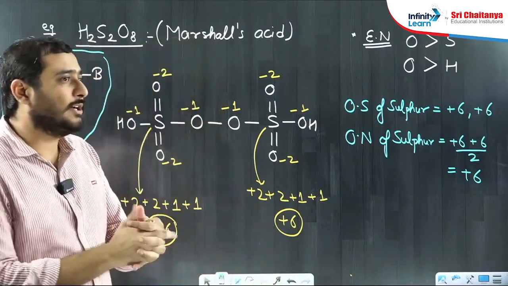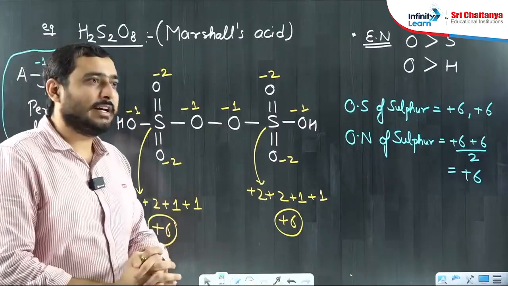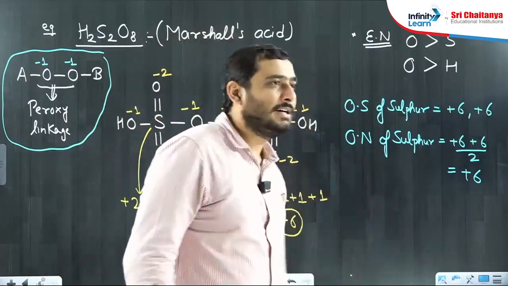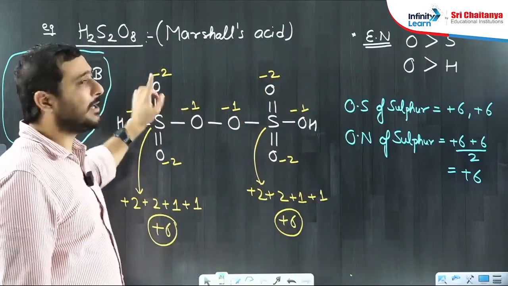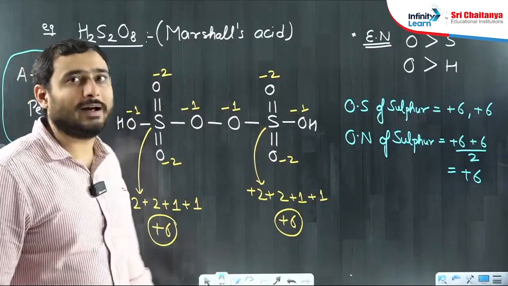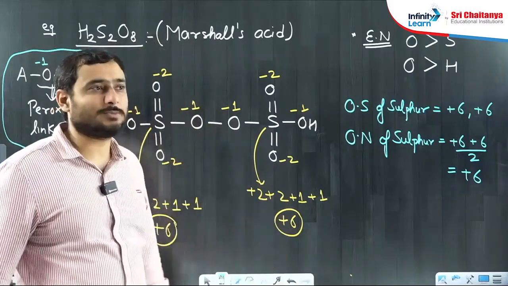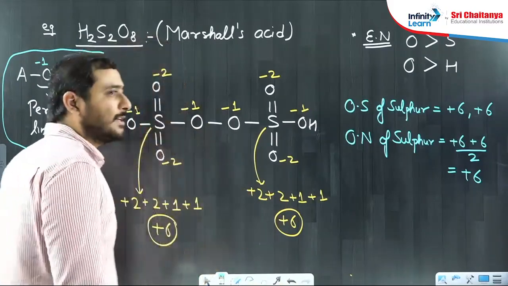Now check, students who are getting +7 can now understand why the oxidation number is not +7 and is +6, because all oxygens are not in -2. 2 oxygens are present in which oxidation number? -1. Check this, any doubt? Now let us move to the next one.